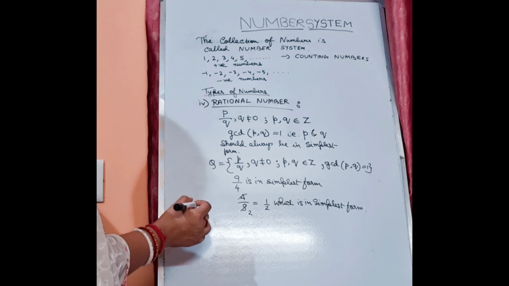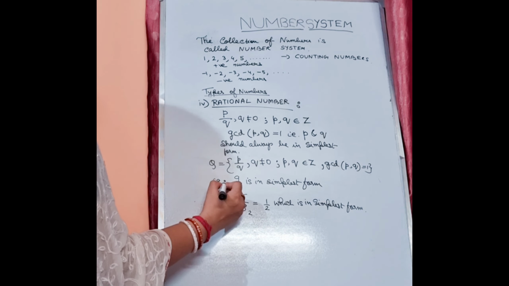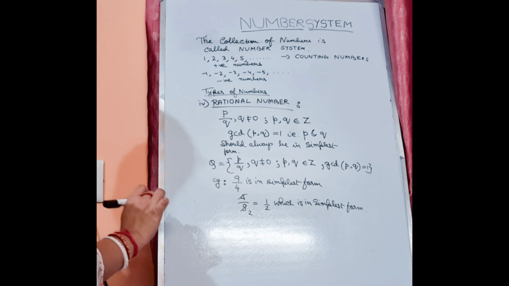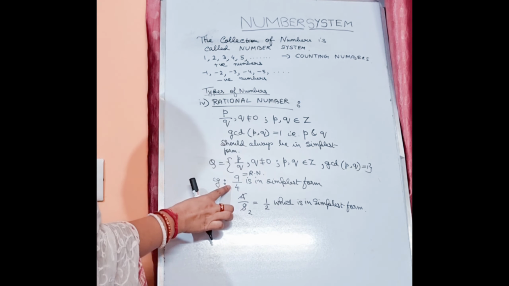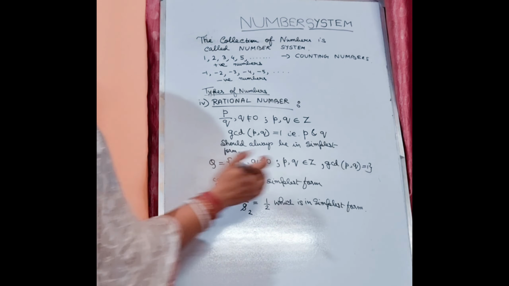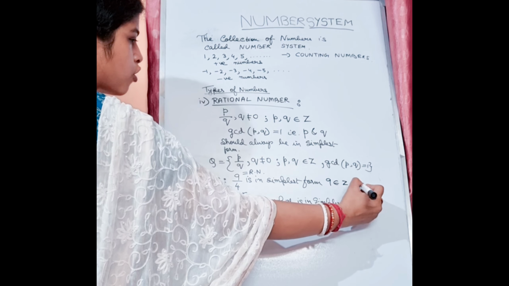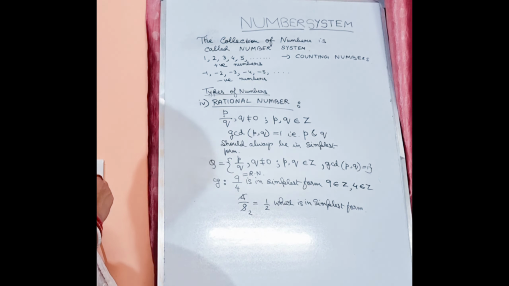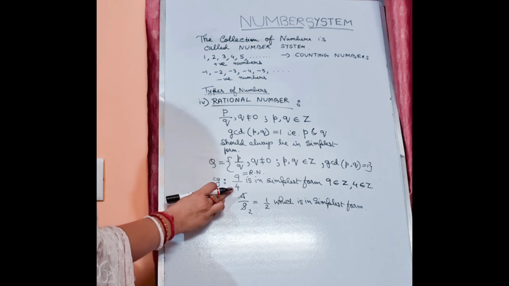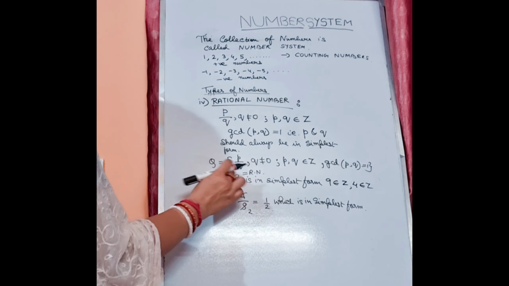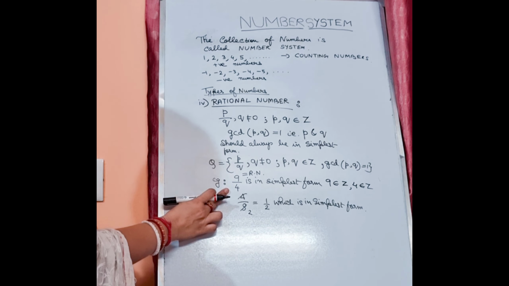Like if I give a few examples, if I'm taking 9 by 4, 9 by 4 is a rational number. Why is this a rational number? Because look, 9 belongs to the set of integers, 4 also belongs to the set of integers. Also we can say that q is not equal to 0. Okay? And it is in simplest form. So 9 by 4 is a rational number.